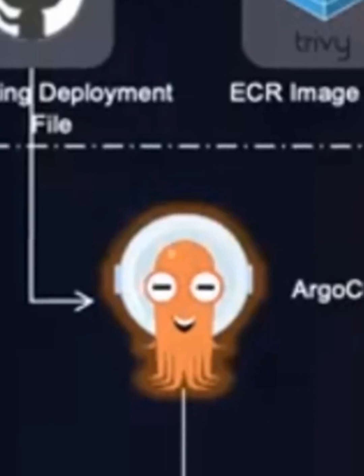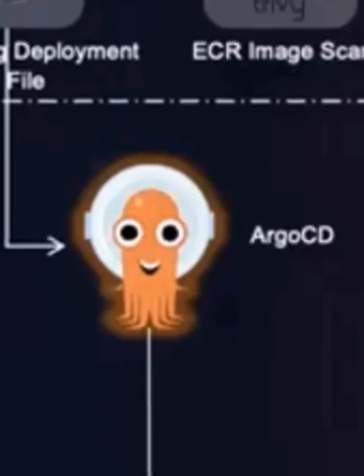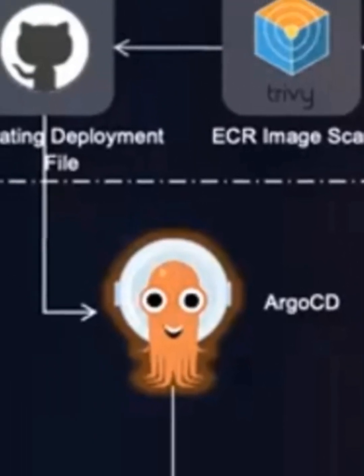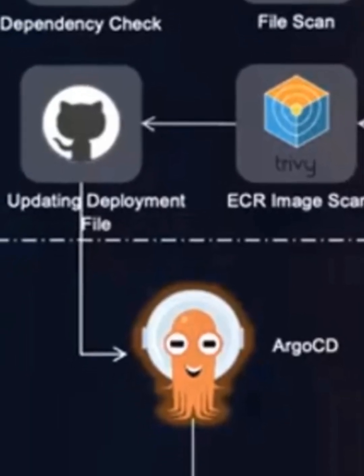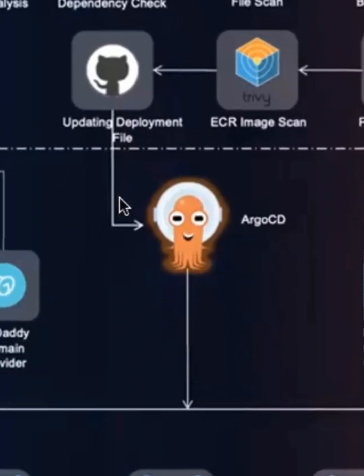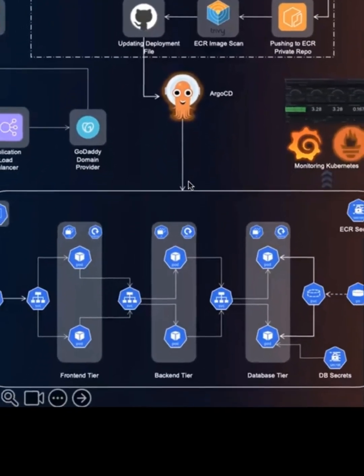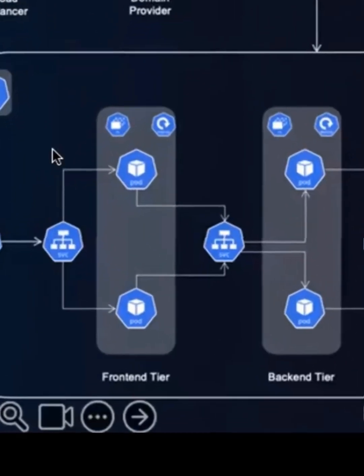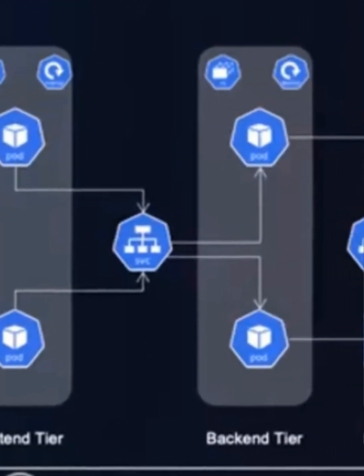On our EKS cluster, we will also configure ArgoCD, also using Helm. As soon as the image tag has been updated in the manifest file of the GitHub repo, ArgoCD will get a trigger from GitHub, and then it will deploy the new changes to the Kubernetes cluster. It can be front-end changes, back-end changes, or database changes.